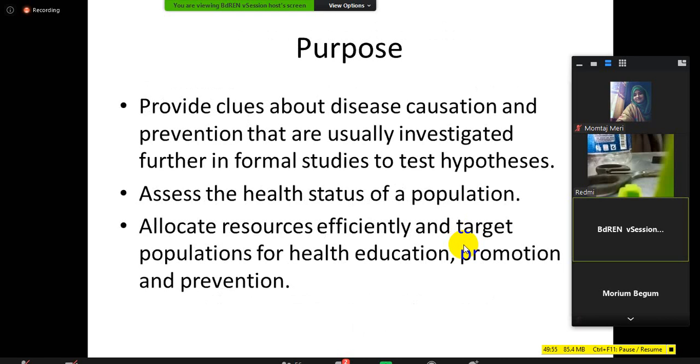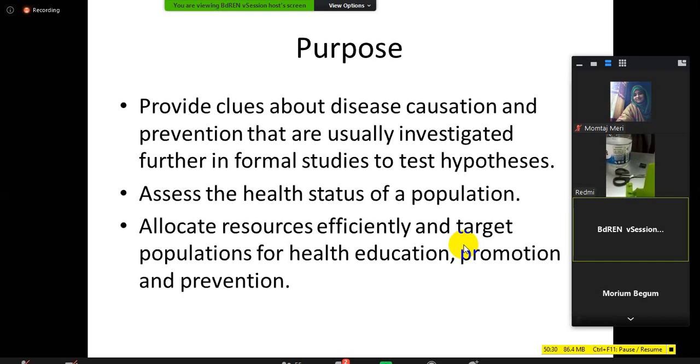Now, what is the purpose of descriptive epidemiology? The purpose of descriptive epidemiology is to provide clues about disease causation and prevention that are usually investigated further in formal studies to test hypotheses. Let me explain this. For example, you have conducted a study in a community. That community has 1,000 people, or 1,000 households.